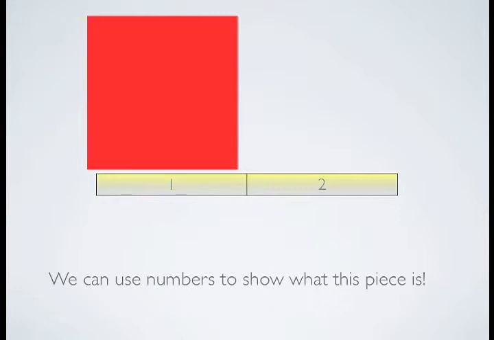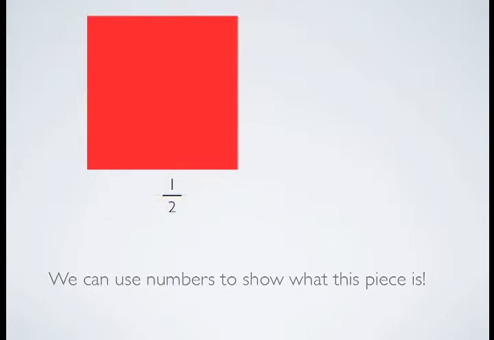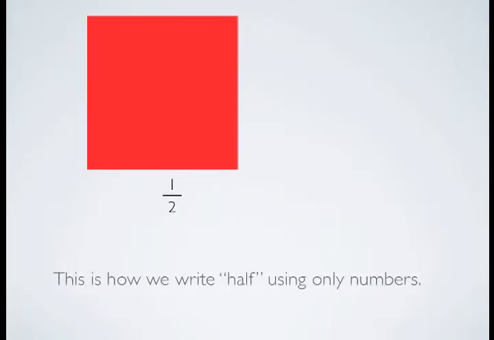Remember, we used the ruler to measure the rectangle before we cut it in half. So now, let's cut the ruler in half. Next, let's move the right half of the ruler under the left half. Then, we'll make the ruler transparent. Transparent means you can see through it. The glass in windows is transparent. When we write 1 over 2, we mean one of two equal size pieces, or half. This is how we write half using only numbers.